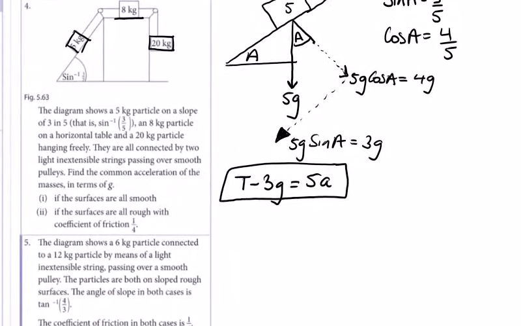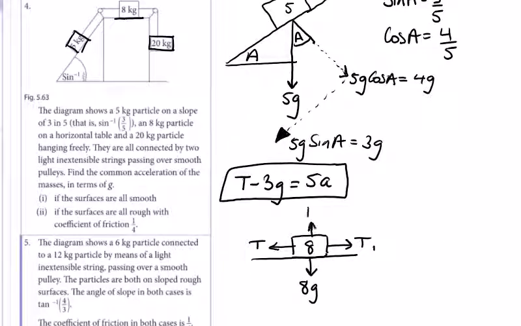Now the 8 kg, it's on the table. It's two different strings. So I'll just leave the first one as T, and I'll call the second one T1. It's 8 kg, so we have 8g. We have my reaction. There's no mu in this case.